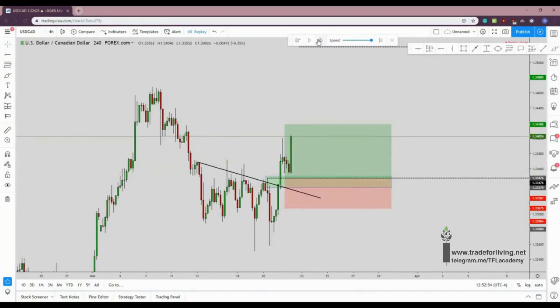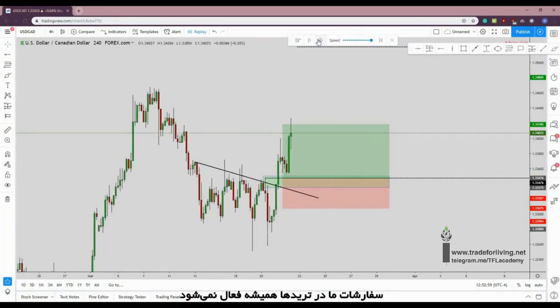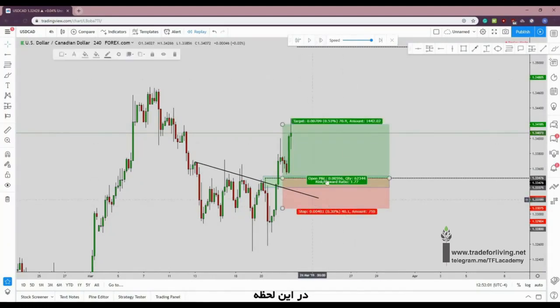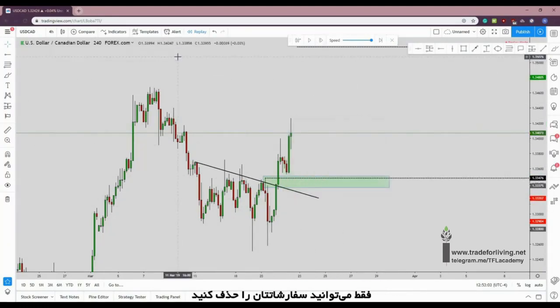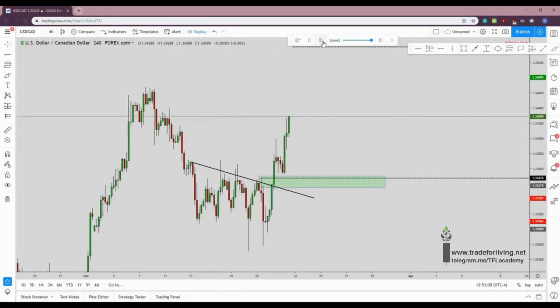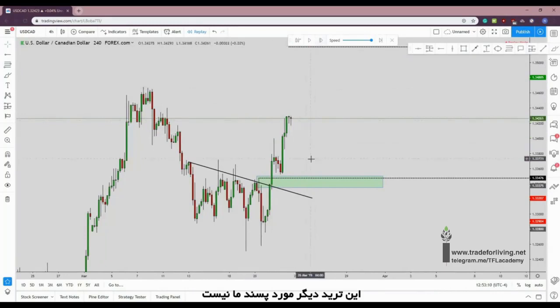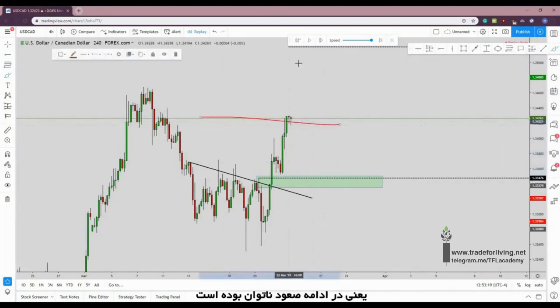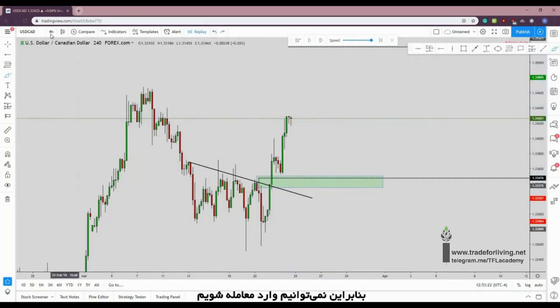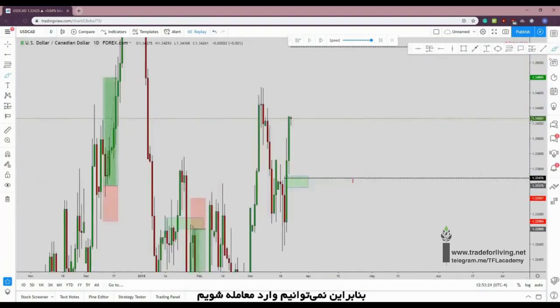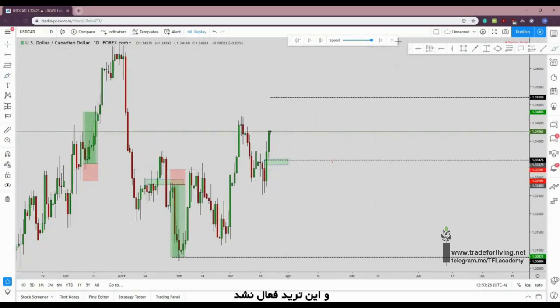As you can see, our order didn't get triggered. We never got filled in this trade, and at this moment you can just delete your order because the market did not fill it. At this point we are not interested in the trade anymore. The market has almost made it to the high. If the market goes to the downside from here, it means that the market has failed to continue the impulse to the upside, so we cannot take the trade. And this setup was a no trade.